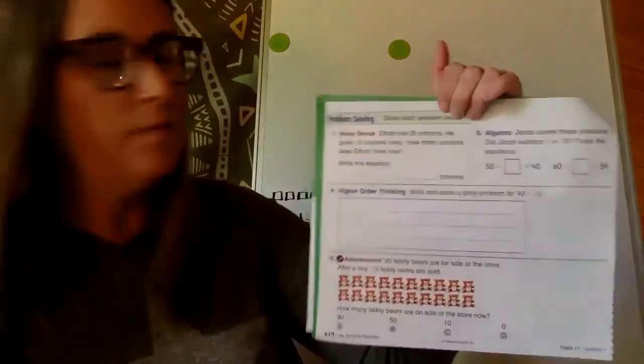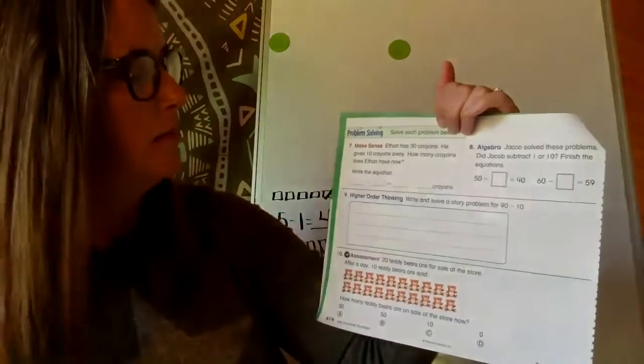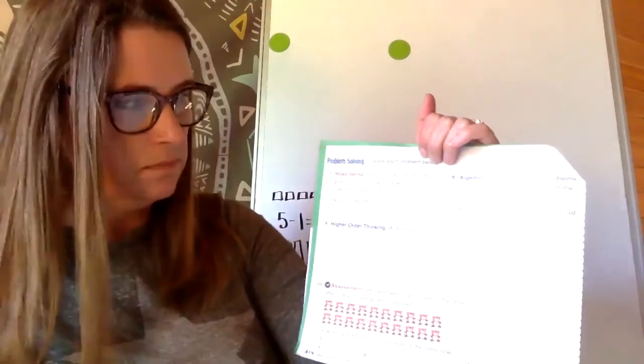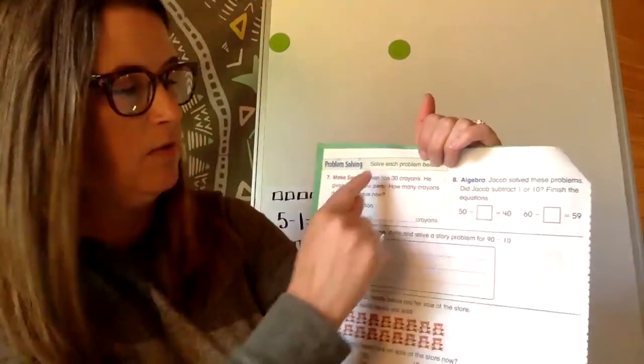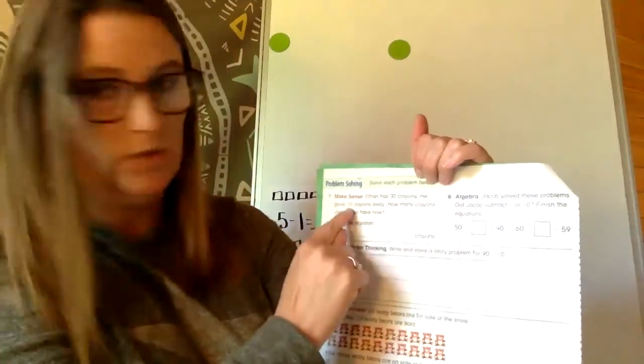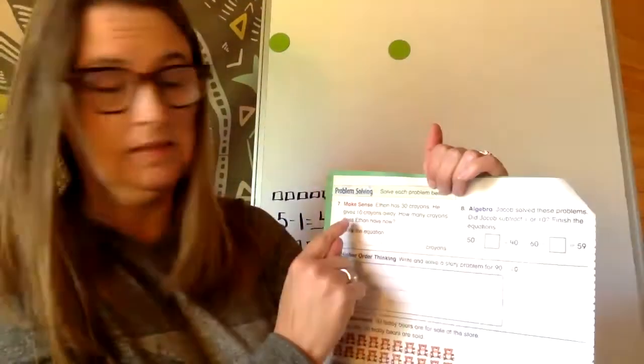It's a word problem. You remember you can underline those important questions and box those important numbers. It says, Ethan has 30 crayons. What's your important number in that sentence? If you said 30, you're correct. So I would put a box around 30. He gives 10 crayons away. So if he gives it away, he doesn't have it anymore. It's gone. So what's your important number in that question or that sentence?